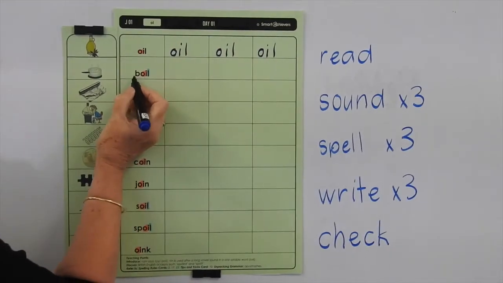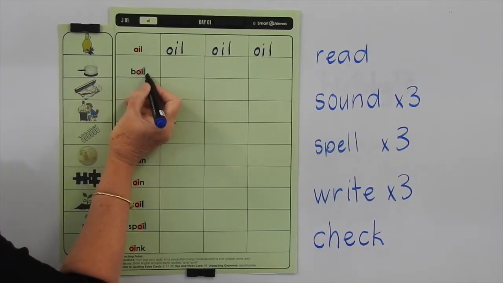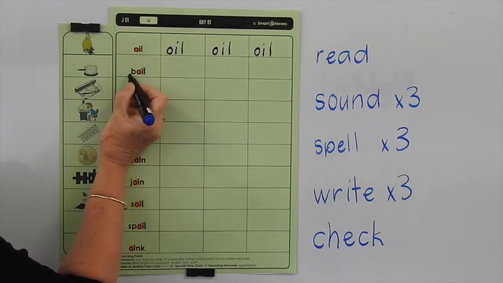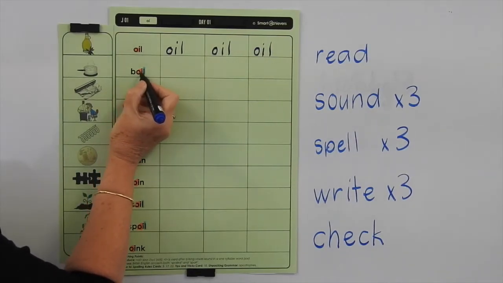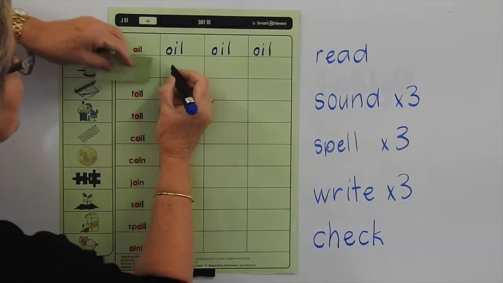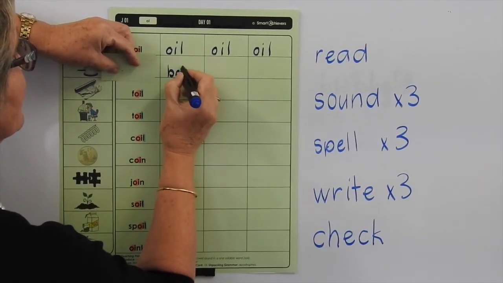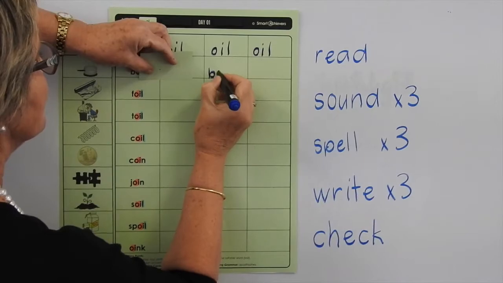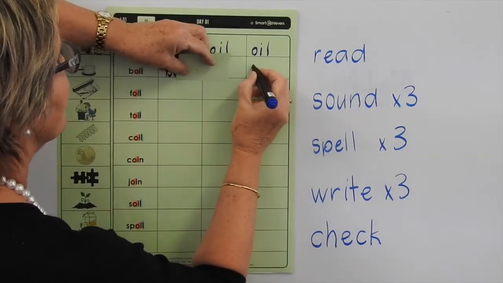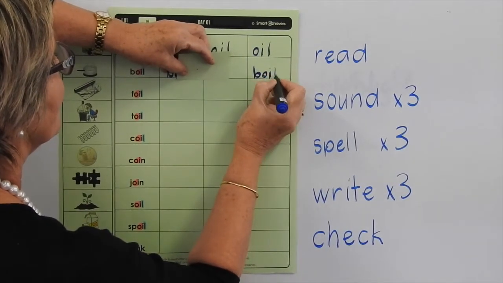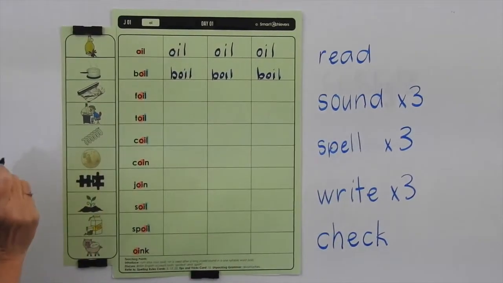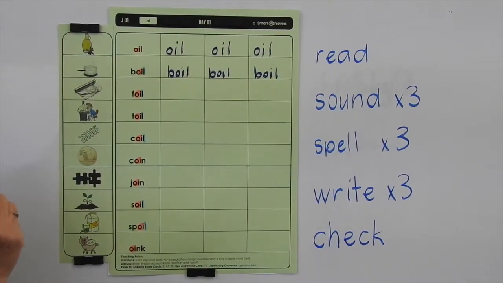Let's do one more. Boil, b-oil, B-O-I-L. Cover it. Write it. And you can check it as you go along. If you make a mistake, rub it out and start it all over again.